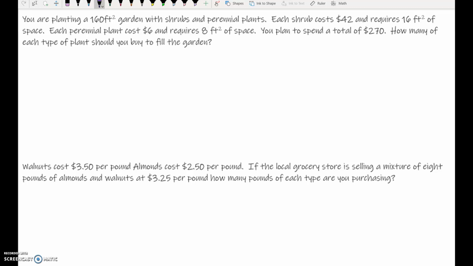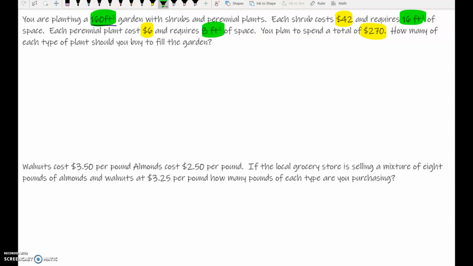Okay, you are planting a 160 square feet garden with shrubs and perennial plants. Each shrub costs $42 and requires 16 square feet of space. Each perennial costs $6 and requires 8 square feet of space. You plan to spend a total of $270.